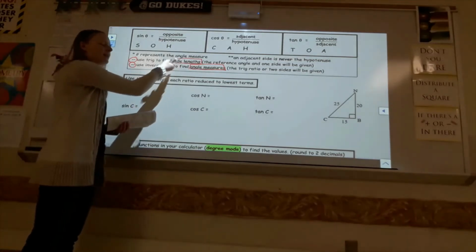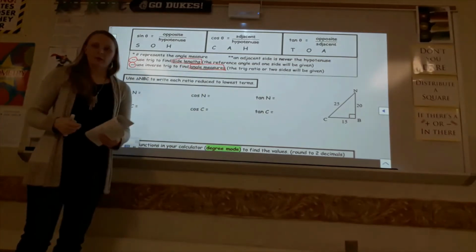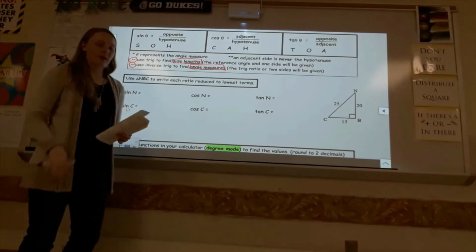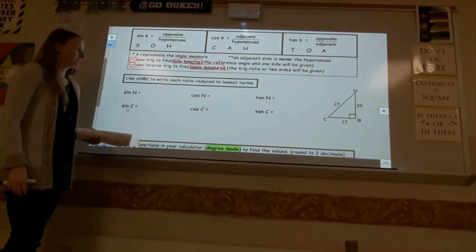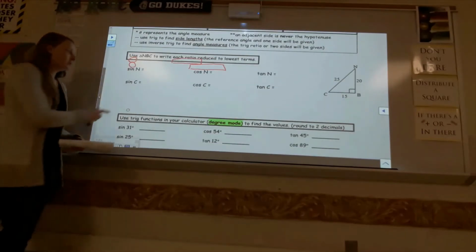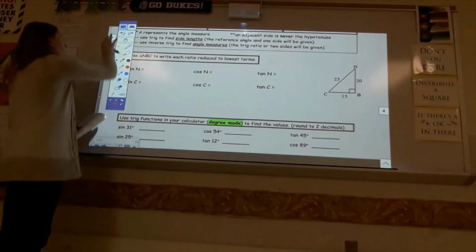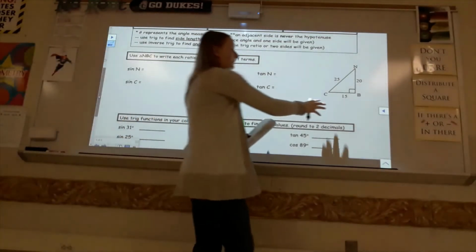You're either finding a side length using regular trigonometry, or you're finding an angle using inverse trig. They're very closely related, so it's not that big of a difference when you're solving. All right, we're just going to practice by actually writing down the ratios. So you'll notice I'm not solving for anything. All I'm doing is looking at this triangle that has all the information.